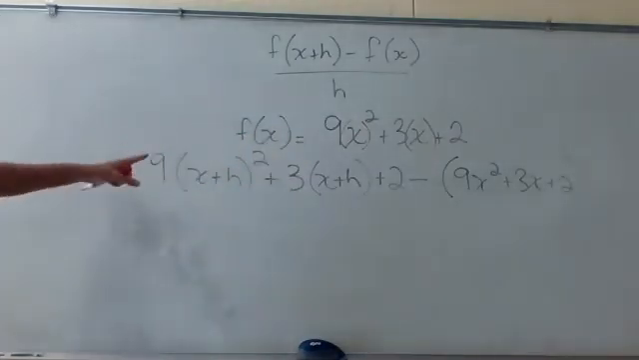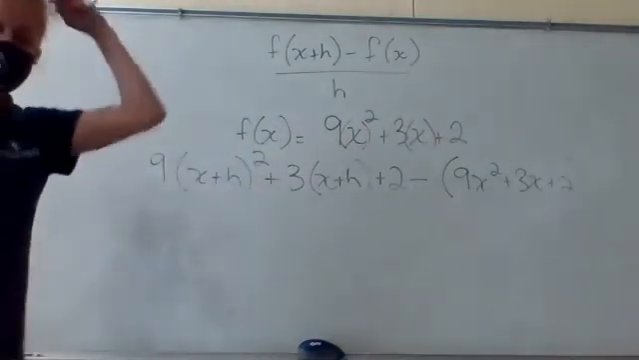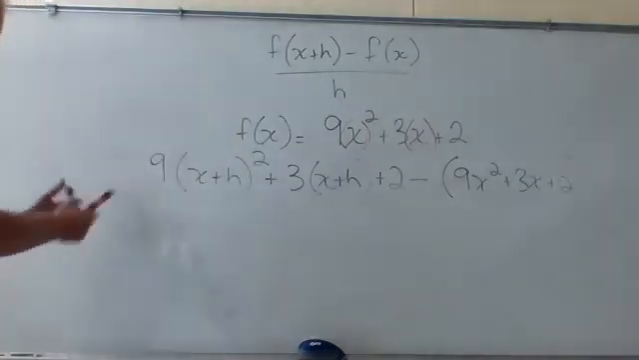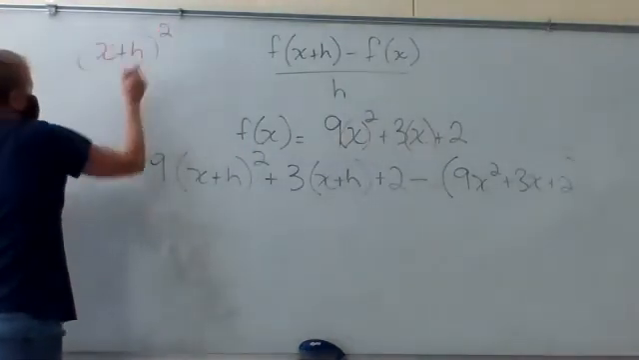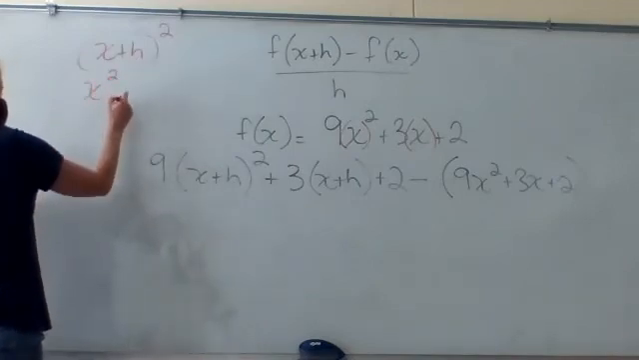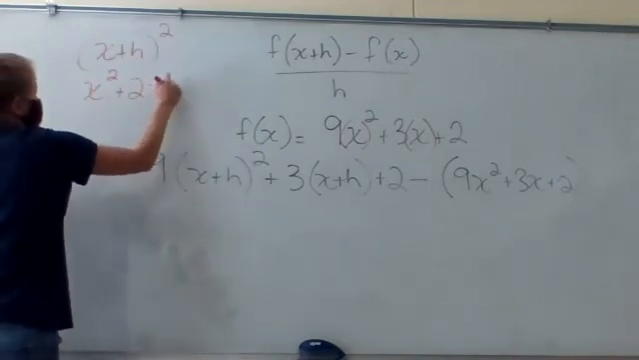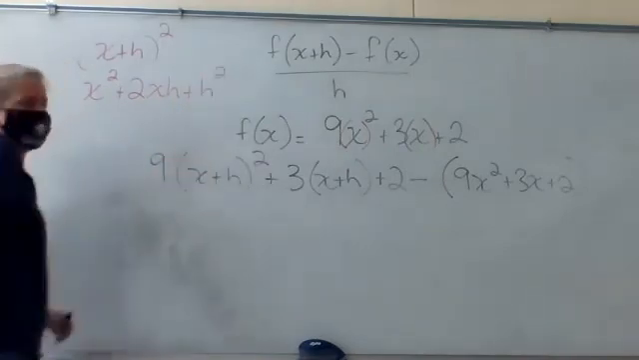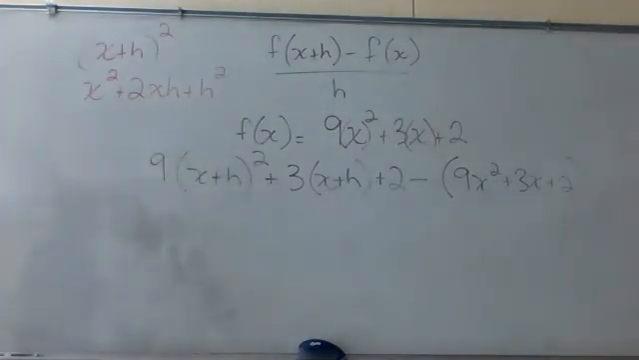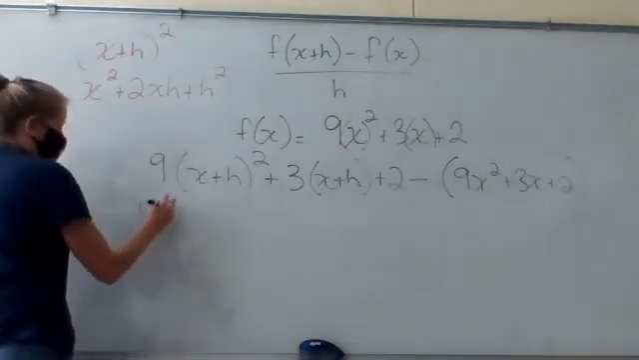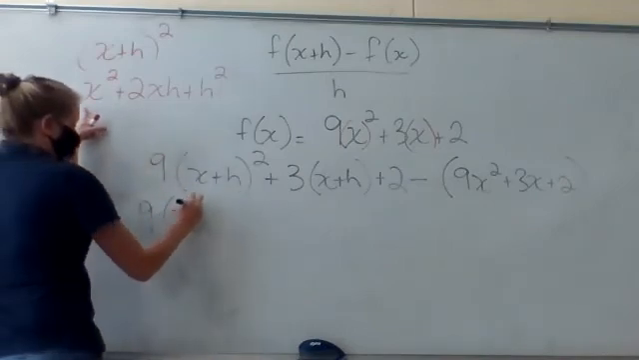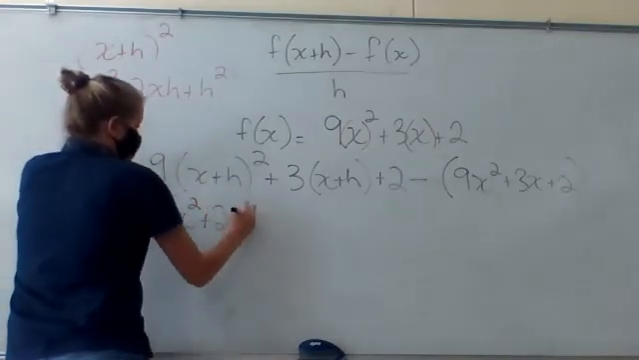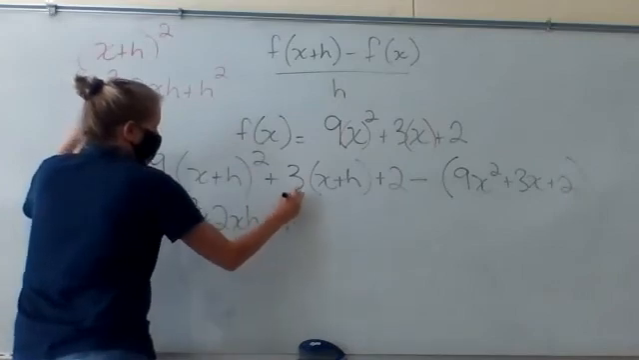The first thing that needs to happen is you need to do your x plus h squared. I'm not going to FOIL all that. Remember what I said to have handy. Anytime you see x plus h squared, it's going to end up being x squared plus 2xh plus h squared, if I FOILed that out. So this right here, I'm just going to bring down the 9. X plus h squared turns into this. So x squared plus 2xh plus h squared.